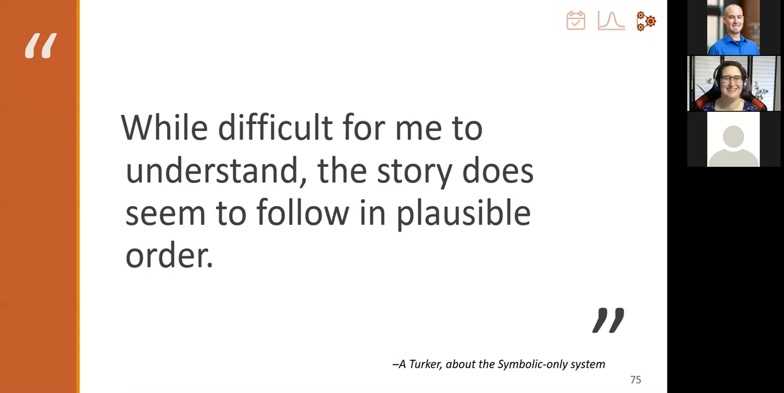And so this is what a Turker said about the symbolic only system: "While difficult for me to understand, the story does seem to follow in plausible order." And so that's promising, and it shows that these symbolic systems, well, although my symbolic system was weird, so it made it more difficult to understand, that even though it's kind of creating this stuff randomly, by doing this pruning, it still creates a plausible order.